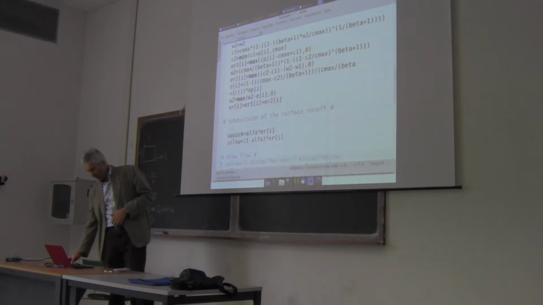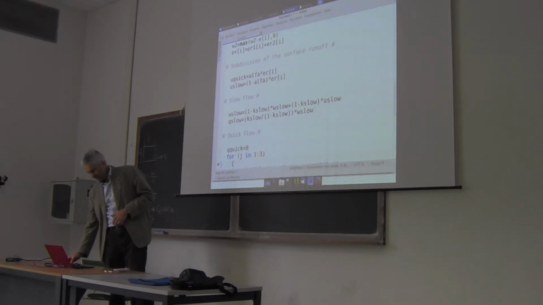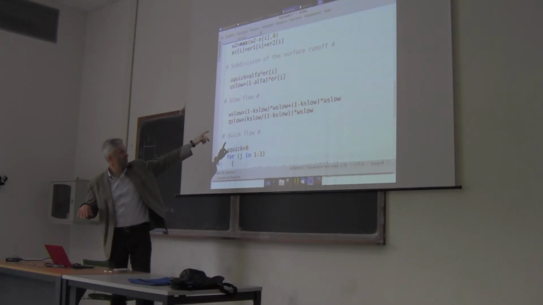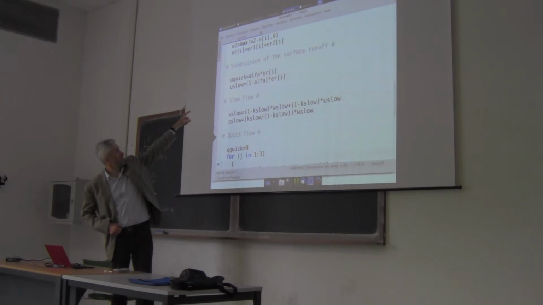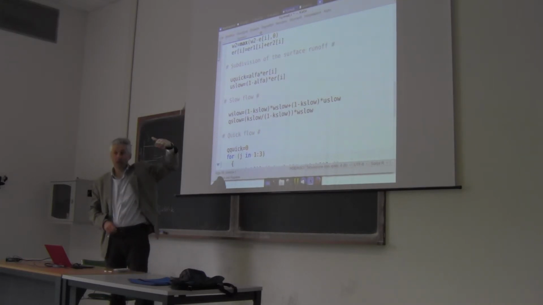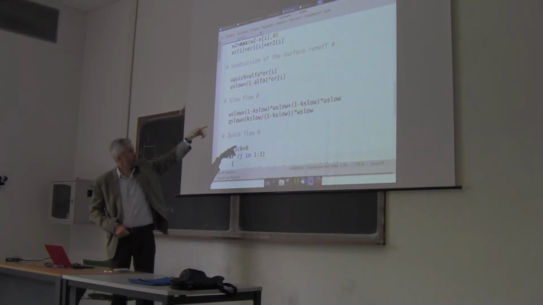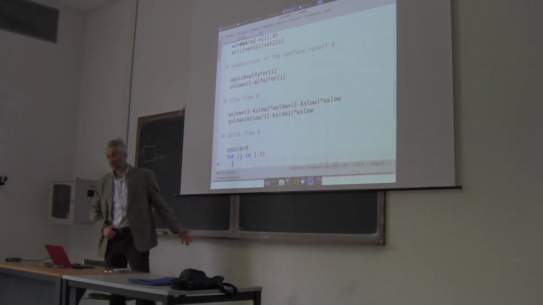Now we need to subdivide the runoff in two components through the parameter alpha. This is very easy. U quick, it's runoff quick. The first component is just alpha times ER. U slow is 1 minus alpha times ER. This is very easy.